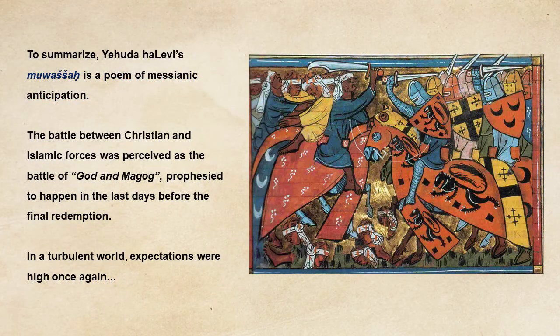To summarize, Yehuda HaLevi's Muwaššaḥ is a poem of messianic anticipation. The battle between Christian and Islamic forces was perceived by him and maybe others as the battle of Gog and Magog. The two big powers of the world, Islam and Christianity, were fighting it out in Spain and in the Promised Land and the Holy Land. And so they saw that was the battle that was prophesied to happen in the last days before the final redemption. In a turbulent world, expectations were high once again, as we've seen already a few times.